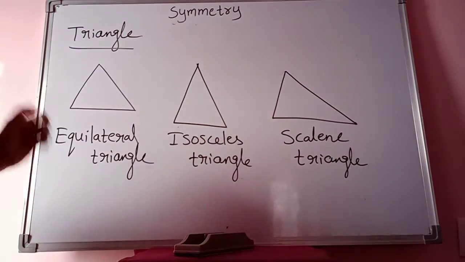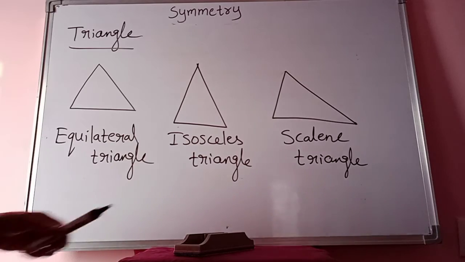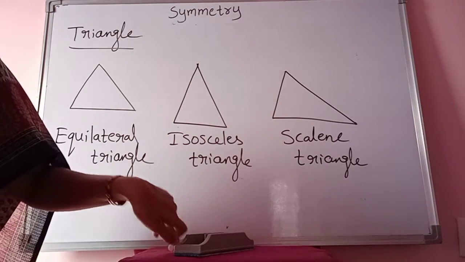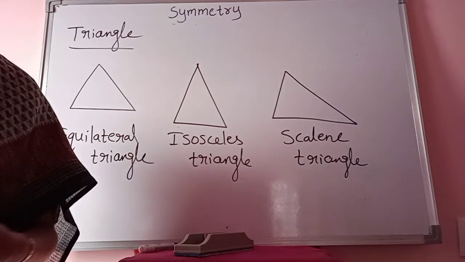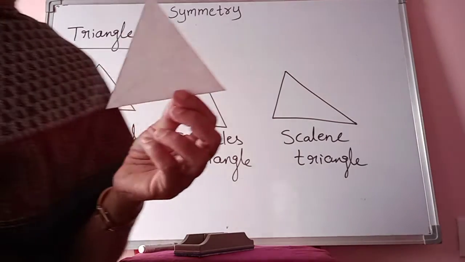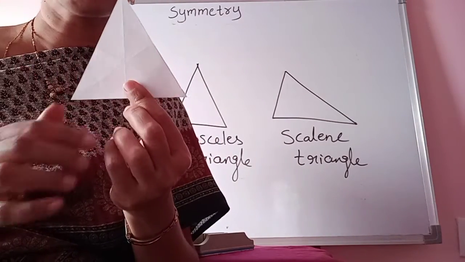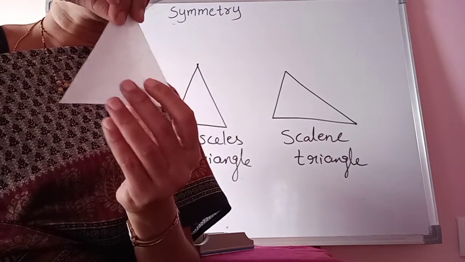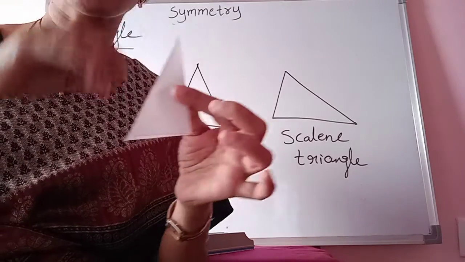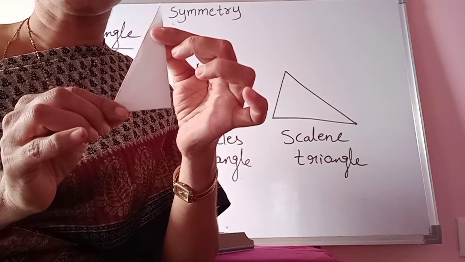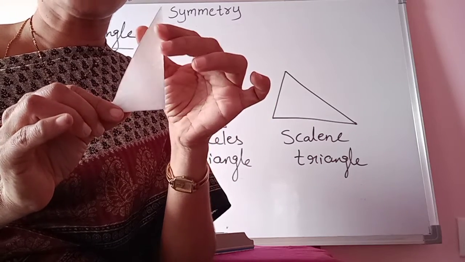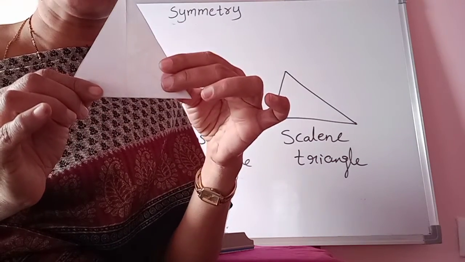Now we see one by one how many lines of symmetry they are having. Children, I am showing one equilateral triangle. Look here. This is equilateral triangle. All the three sides are equal. If I fold the triangle in this way, exactly both the parts match each other. Therefore, we say that it is having vertical line of symmetry.